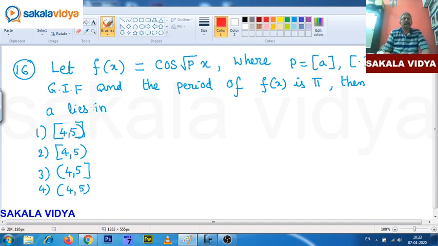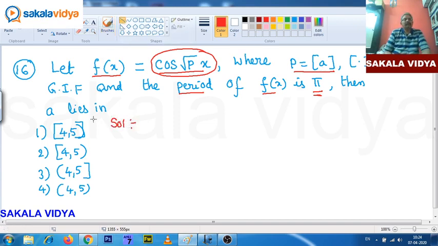Okay, now f of x equals cos root px, where p equals the integral part of a, and the period of f of x is given as pi. So let us find the period of this function and equate it to pi, and with the help of the integral part of a, we need to find the interval. Okay, this is the plan. So solution, let us do it like this.